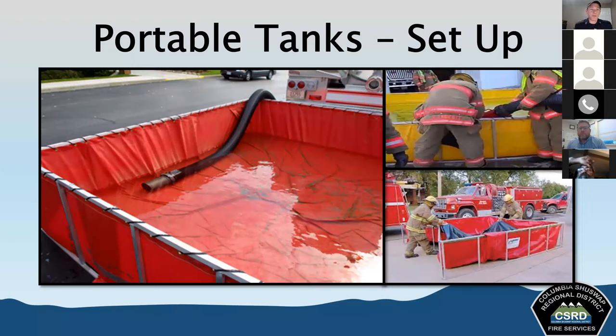Before we even do that, we want to make sure that the spot we've chosen is as level as possible so that we can have the maximum capacity. If we're putting our tanks on a hill, you're going to reduce the amount of water you can have because the water is going to start spilling out over the low side. It needs to be positioned in a location that allows easy access from multiple directions. We need to be able to draft from it, but we also need to be able to dump the water into it.